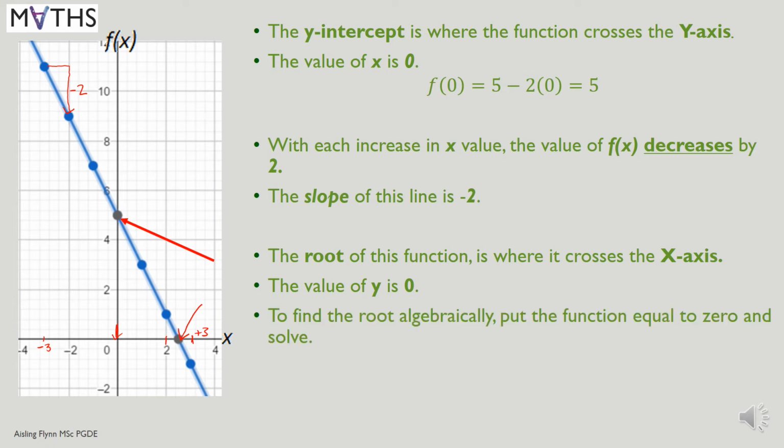To find the root algebraically, we put the function equal to 0. So we'll say 5 minus 2x equals 0. The first step is to take 5 from both sides, and you're left with minus 2x equals -5. Then we divide by -2 on both sides to solve for x. Minus divided by minus gives us positive, so we get 5 over 2, or 2.5, which is what it looks like there.